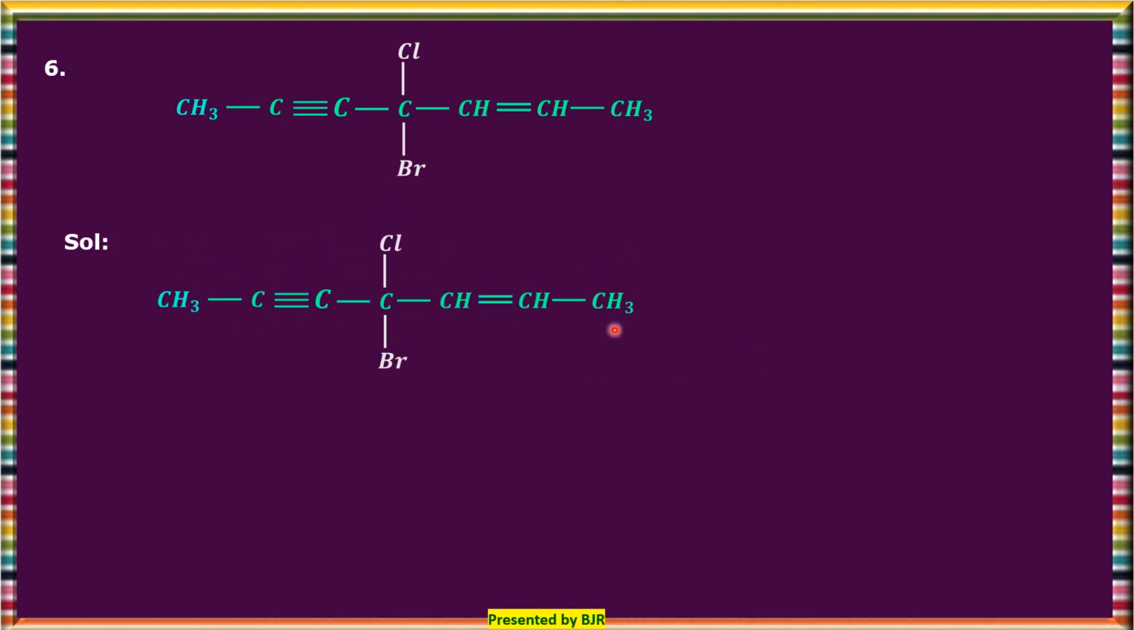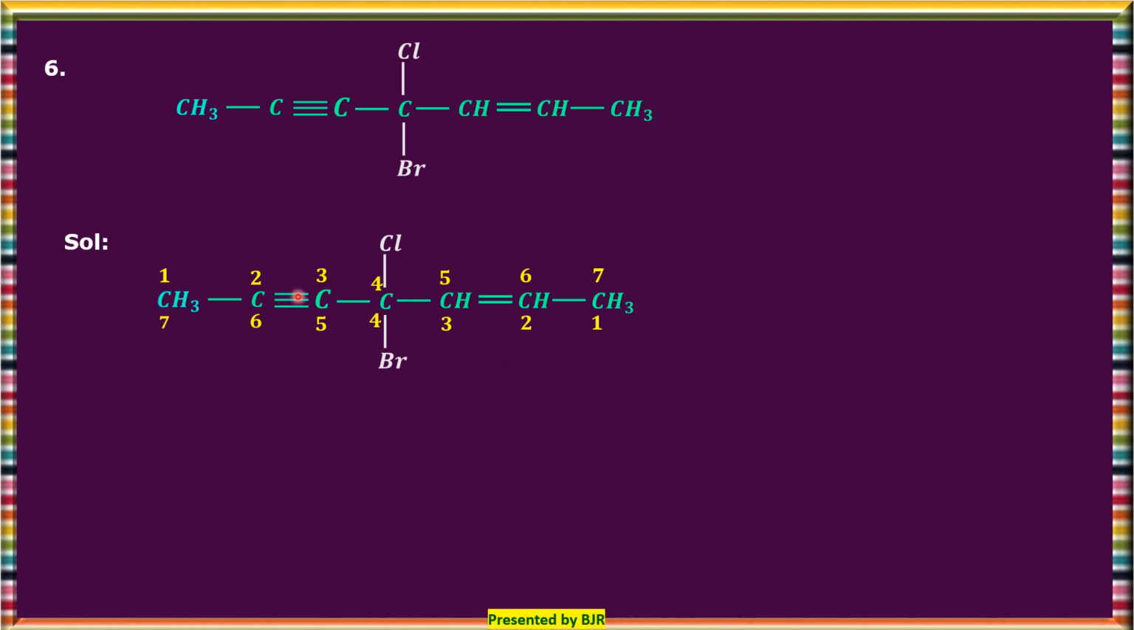Next, problem number 6. Solution. This molecule contains one triple bond and one double bond. First, number the carbon chain in both ways. Later, we decide which way of the numbering is correct. And use the lowest set of locants rule to determine which way of numbering is correct.